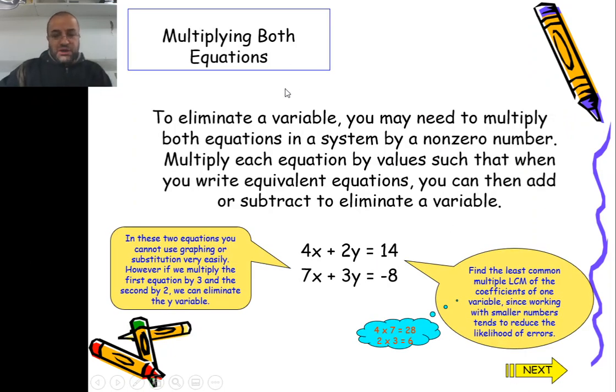What if we have a system like this? 4x plus 2y equal 14 and 7x plus 3y equal minus 8. So here we don't have any similar coefficient for x and any similar coefficient for y. What we do here, notice that 4 times 7 equals 28 and 2 times 3 equals 6. You can keep this slide quiet and for a while pause the video and read this slide exactly, and you will see what to do.